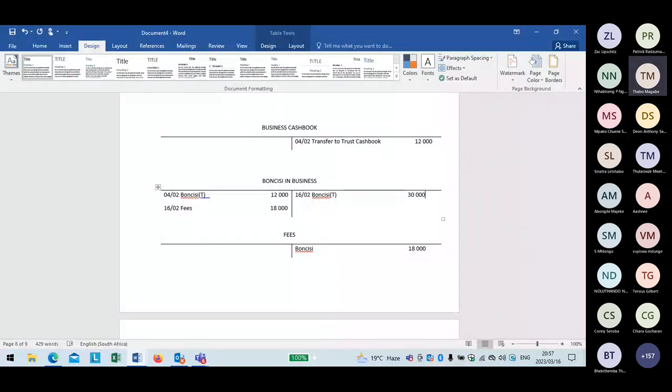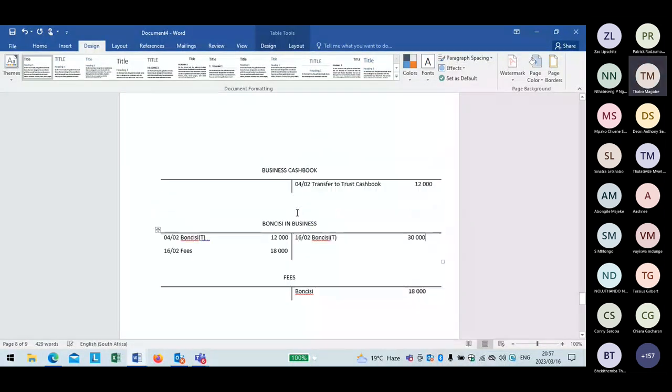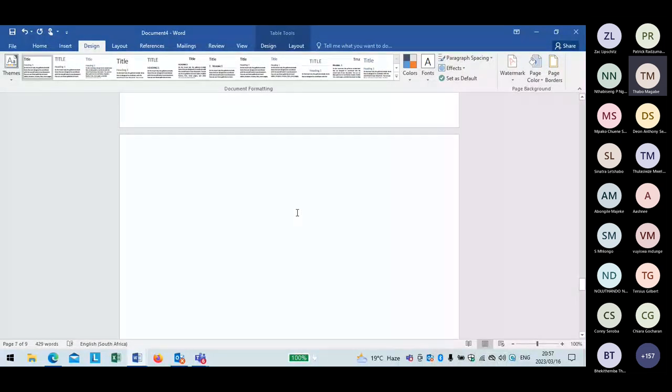Sorry, Prof. So you'll see that Bunches' accounting business is settled. Do you see? Yes. We can close the account. Close. Yes. Then we can also finalize the transfer process by doing what? By crediting the trust cash book.